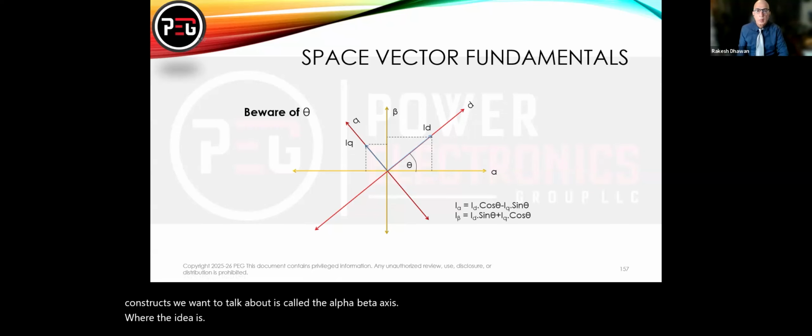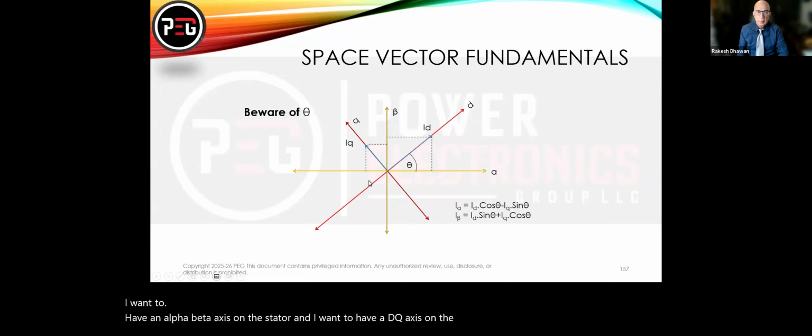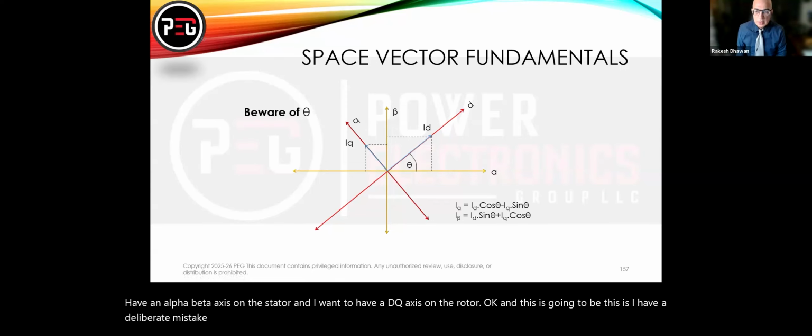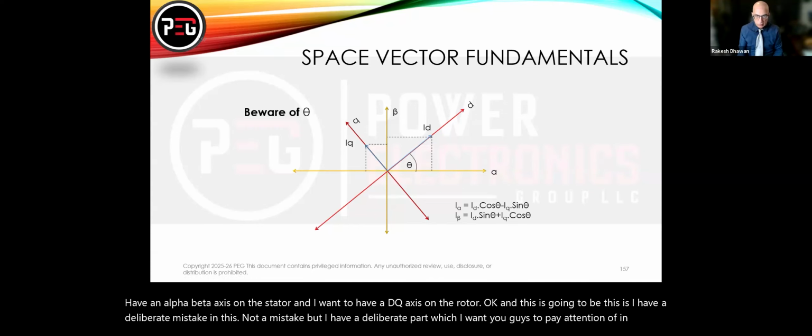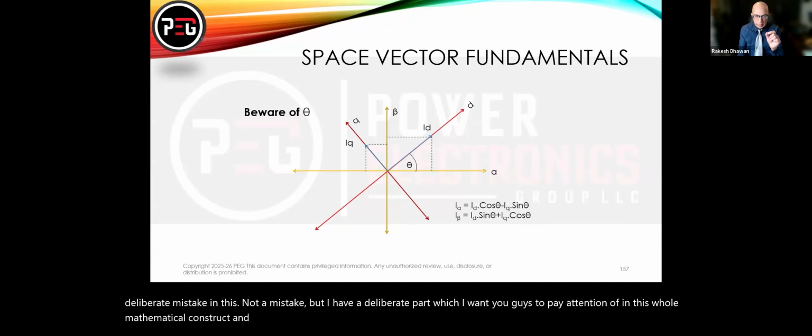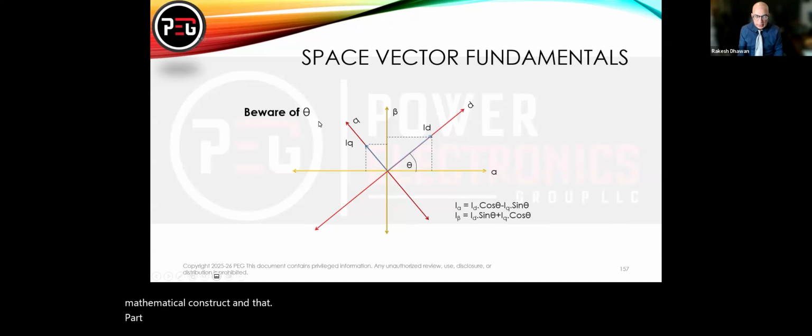I want to have an alpha beta axis on the stator and I want to have a dq axis on the rotor. Okay. I have a deliberate mistake in this, not a mistake, but a deliberate part which I want you guys to pay attention to in this whole mathematical construct. And that part is theta, the relationship between the alpha beta axis and the dq axis, right?